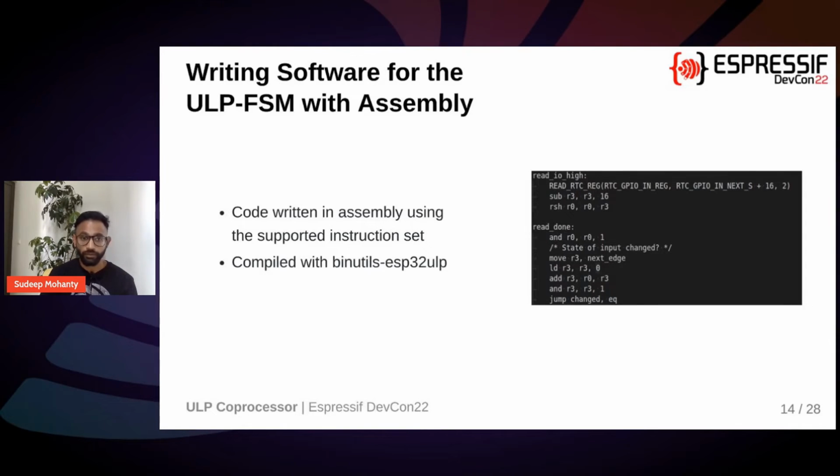Since it has its own instruction set, this is compiled using binutils, and it looks like assembly code. If you look at the image on the right, you will notice that the code resembles normal assembly code, and this is the first way that we can program the ULP FSM.